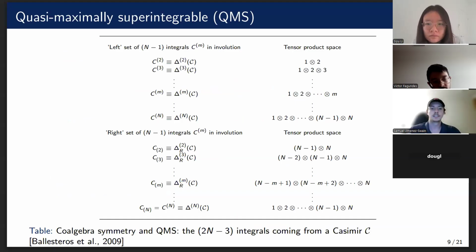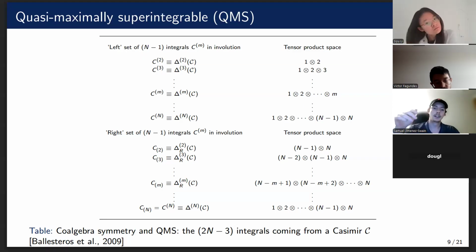We first determine the Casimir invariant of the underlying algebra from the model you're looking at. You then apply all the left coproduct maps, all n-1 of them, to this Casimir to obtain a chain of integrals. We then do the same for the right coproduct maps, giving us another n-1. And so this would give us 2n-2, which plus the Hamiltonian would be maximally superintegrable.